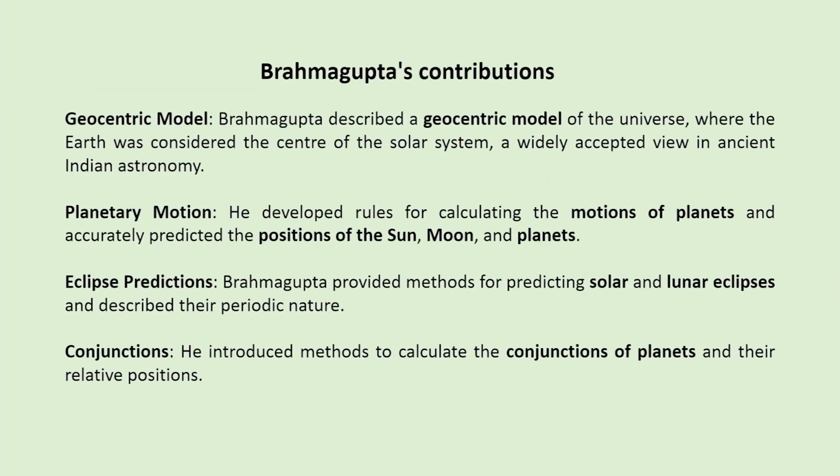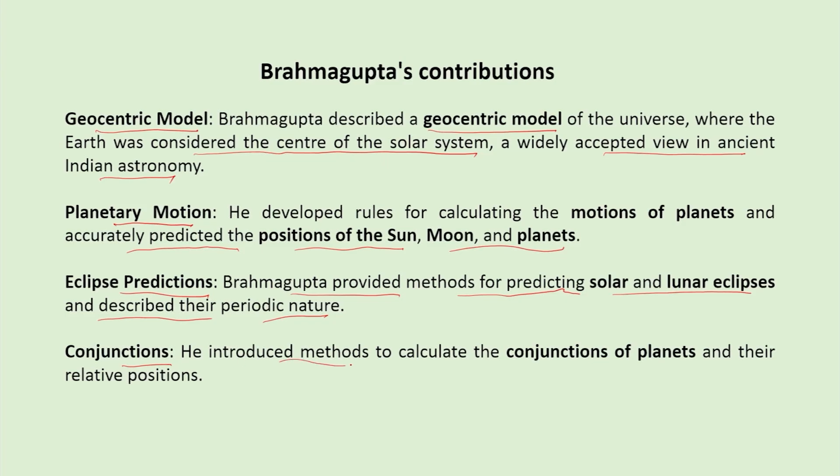Brahmagupta's contributions. First is the geocentric model. Brahmagupta described a geocentric model of the universe where the earth was considered the center, a widely accepted view in ancient Indian astronomy. Planetary motion: he developed rules for calculating the motion of planets and accurately predicted the positions of the sun, moon and planets. Eclipse predictions: Brahmagupta provided methods for predicting solar and lunar eclipses and described their periodic nature.